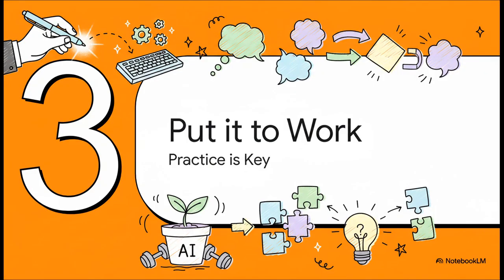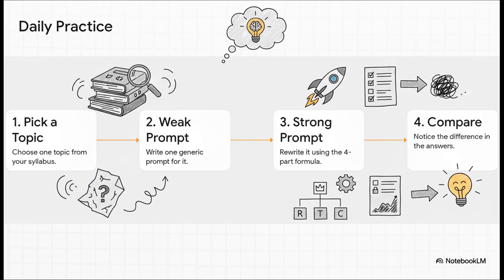So, we've gone through the theory. We've seen some really powerful examples. Now comes the most important part. Actually putting this skill into practice. Because here's the thing, writing good prompts is a skill. It's not a magic trick, and it only gets better the more you do it. Here's a super simple exercise you can do. Like today, pick any topic you're studying right now. First, write a simple, weak prompt for it. Then, rewrite it using a role, a task, a format, and a constraint. Put the two answers you get side by side. I promise you, the difference will be night and day. And it'll make this whole lesson stick for good.